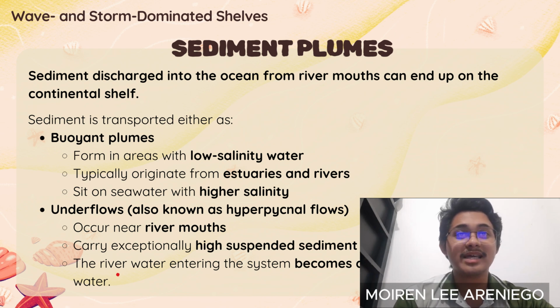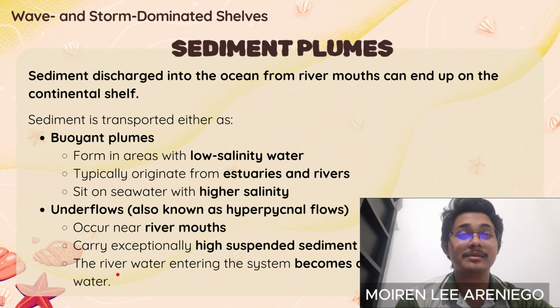Does anyone know what sediment plumes are, or have you heard anything about them before? It is the sediment discharge into the ocean from river mouths, which can end up on the continental shelf. Sediments can be transported as either buoyant plumes or underflows.